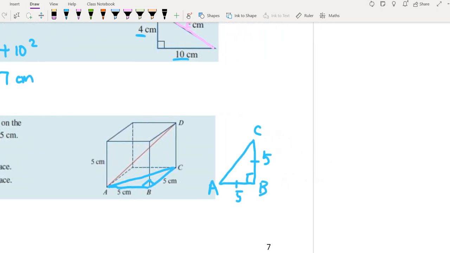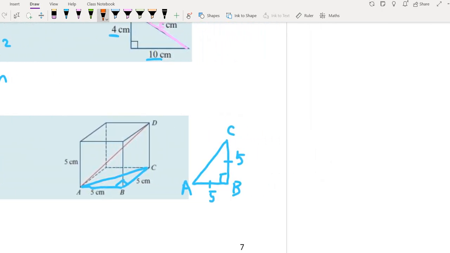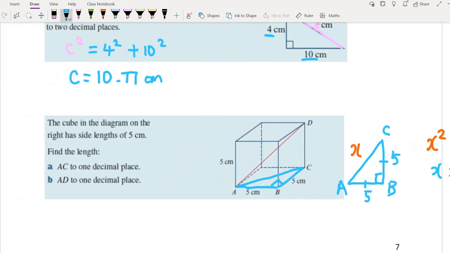That means we can use this triangle to find AC. The missing bit here, which is the hypotenuse, let's call it C. Actually, let's call it X because there are too many C's in here. So X squared will have to be 5 squared plus 5 squared. Again, put it in the CAS and use the solve function to solve for X. In this case, it's going to be 7.07 centimeters. Alright, so the first one's done.